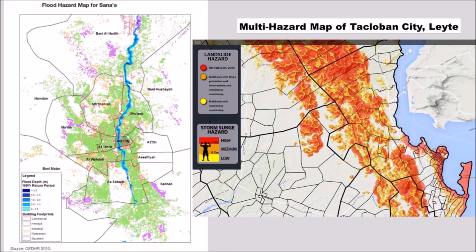The next example is of Tacloban city in Philippines. You can see here the flood hazard map, the landslide hazard map, the storm surge hazard map, and you can also see the gradations from low to high.